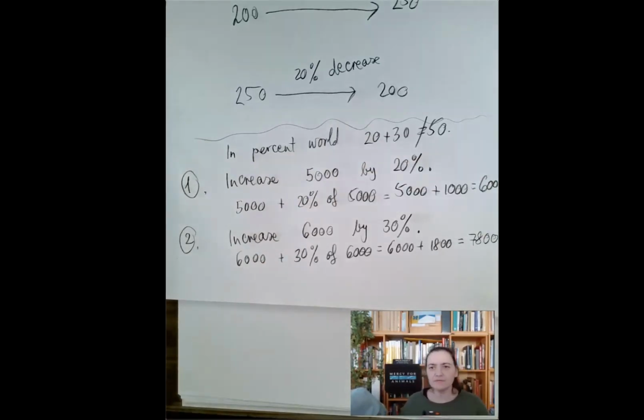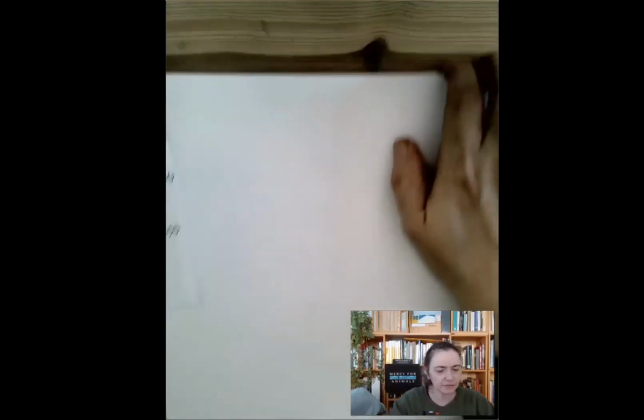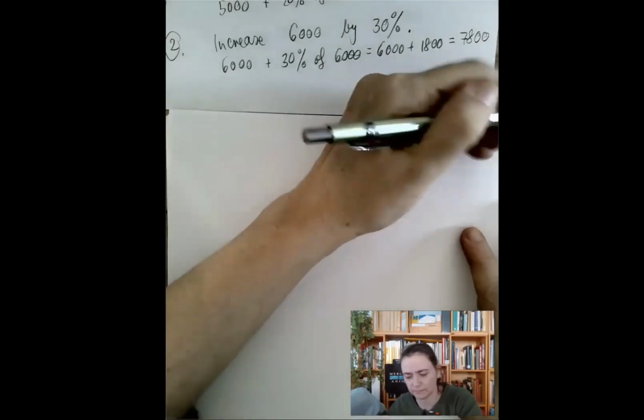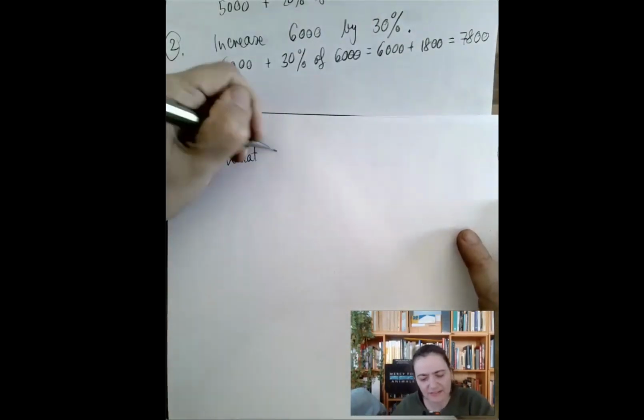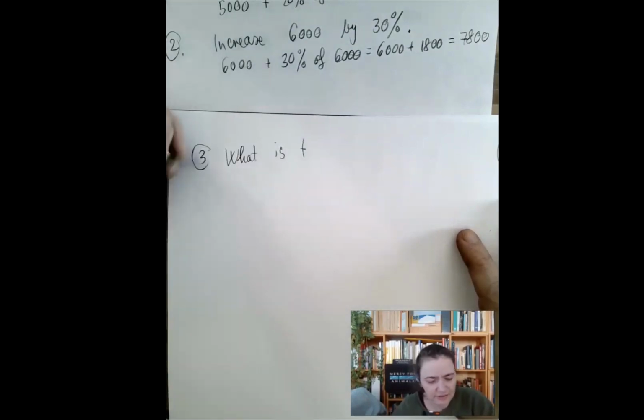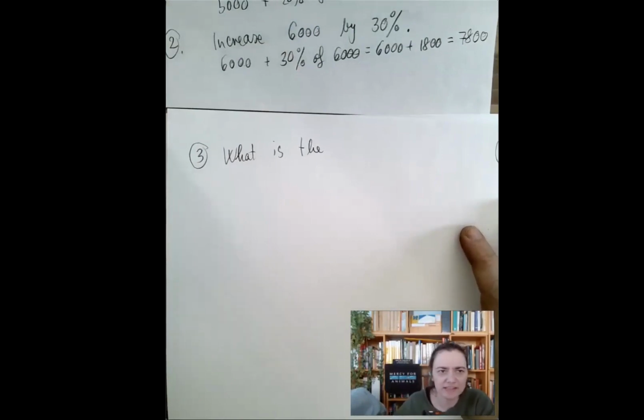So this is what I will refer to as 2 consecutive changes. We took a quantity, we increased it by 20%. And then what we got, we further increase it by 30%. And what I'm going to show you is that as a single change, it's more than 50%. So now, here is the third question. What is the total change? We went from what to what? So what is the difference between the first number and the last number?